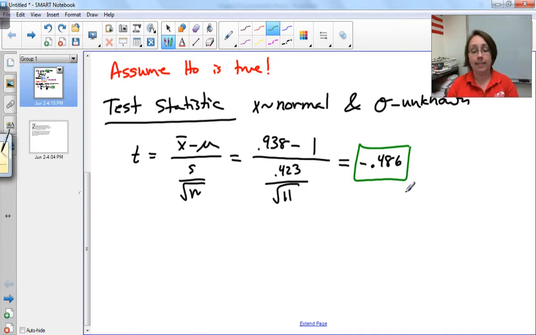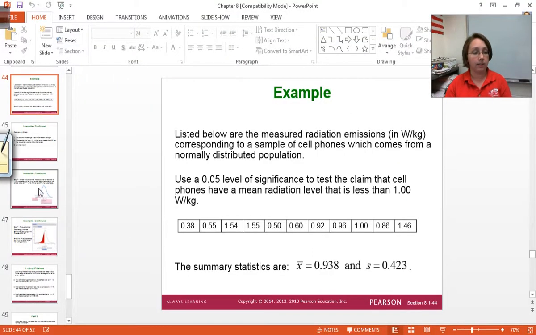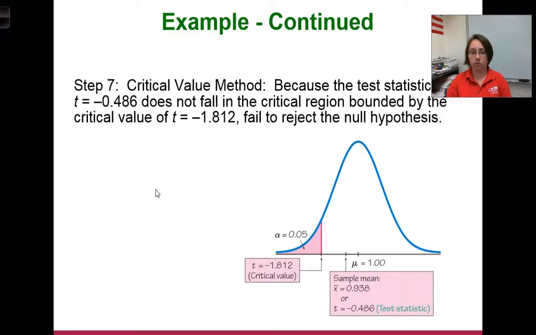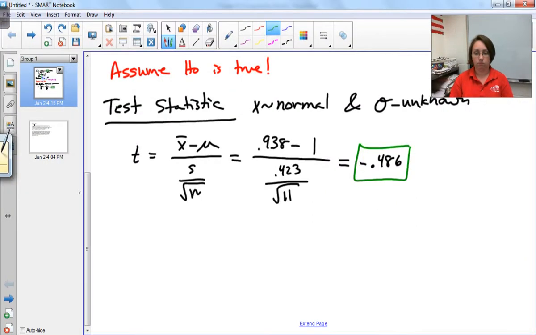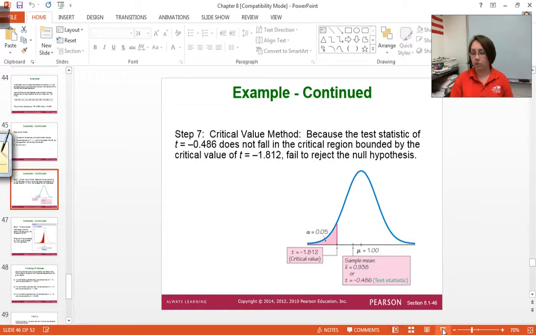Alright, so we have our test statistic. At this point, you have a choice. You can go one of 2 routes. Let me go back to my PowerPoint because I already have it all nicely typed out for you. So notice I have my t-score, negative 0.486. Did I forget my negative sign? No, I did remember. Okay, yeah, I did have the right thing. Alright, so our t-score is here.